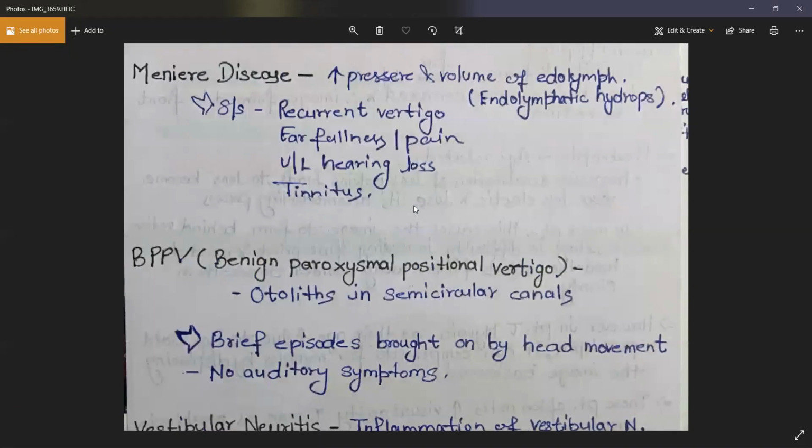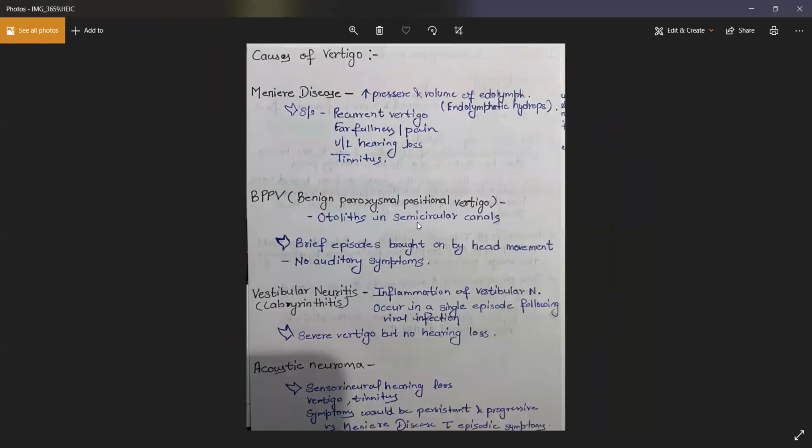So you have actually four causes of vertigo. One is Meniere's disease. Second is BPPV, which is benign paroxysmal positional vertigo. Third is vestibular neuritis, also known as labyrinthitis. And fourth is acoustic neuroma, which is the schwannoma. These four conditions can cause vertigo, that means dizziness. Whenever you get a patient who has vertigo, you will need to differentiate between these four conditions.